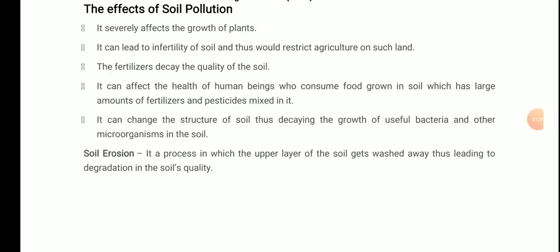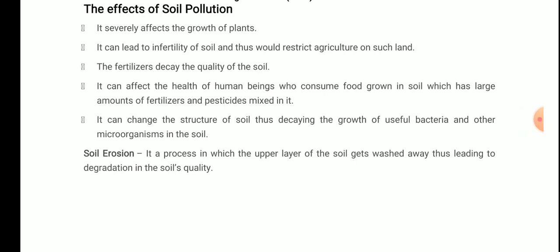How? When they consume the food that is grown in soil which has a large amount of fertilizers and pesticides in it, because you know that once the fertilizers and pesticides are mixed in the soil, they are taken up by the plants. Once they are taken up by the plants, then the vegetables that we eat also contain some chemicals in them. So that's why it may be harmful for the health of human beings also.